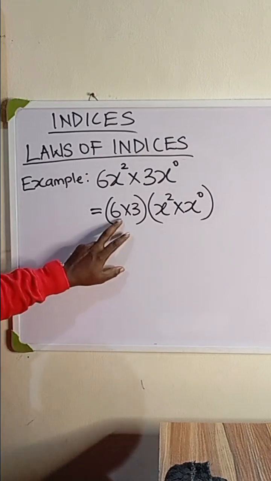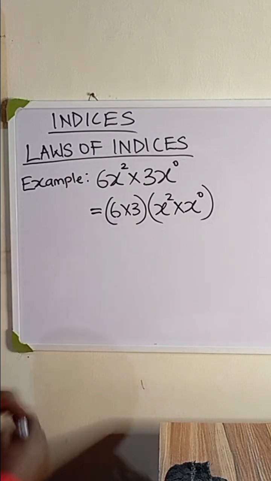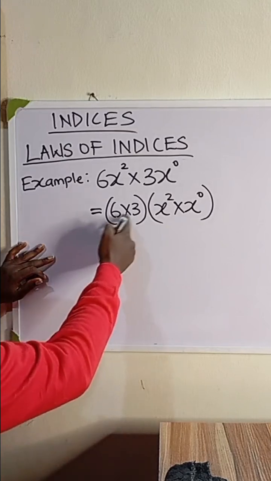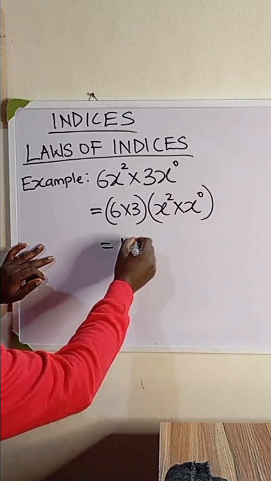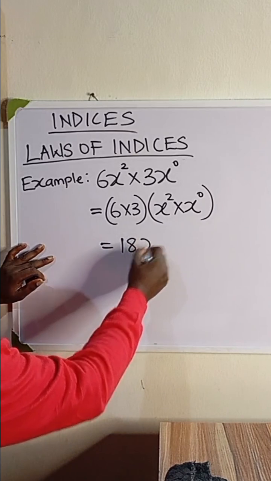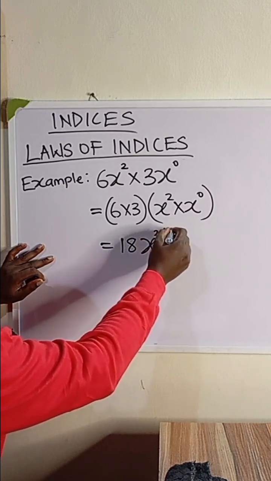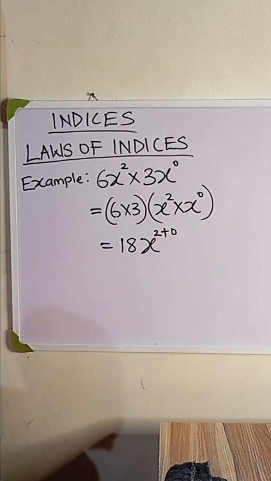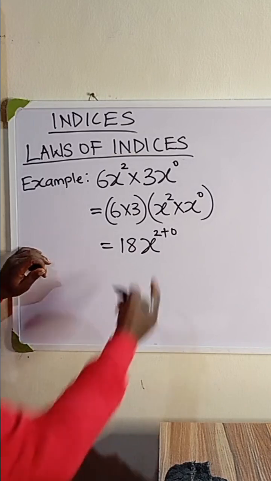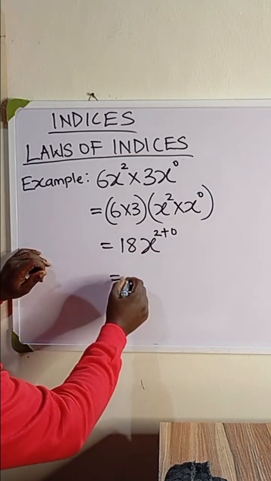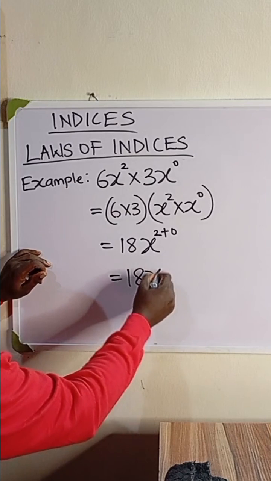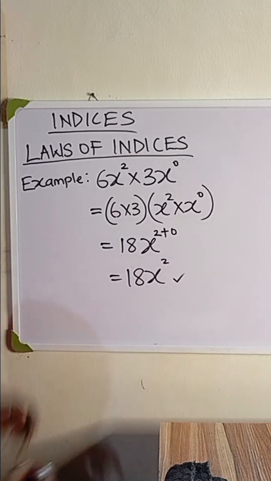Okay, so next we multiply these two values together. 6 times 3 gives us 18, and then we have x to the power of 2 plus 0. And x to the power of 2 plus 0 is going to give us x to the power of 2. So we have 18x to the power of 2. That becomes the answer.